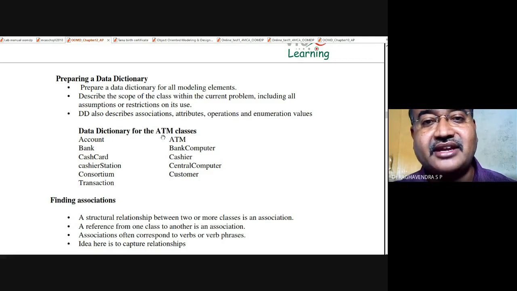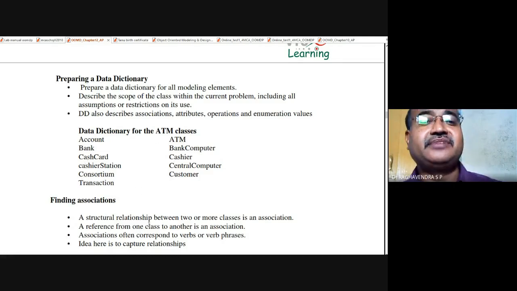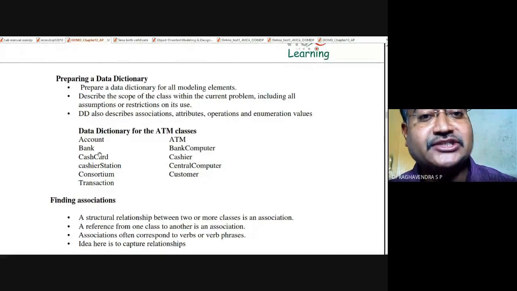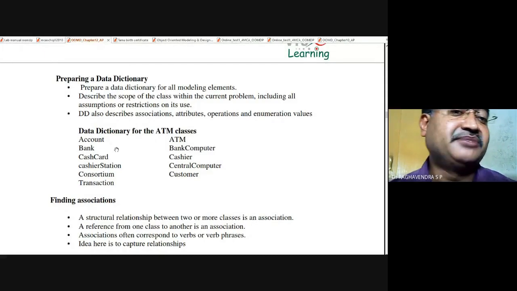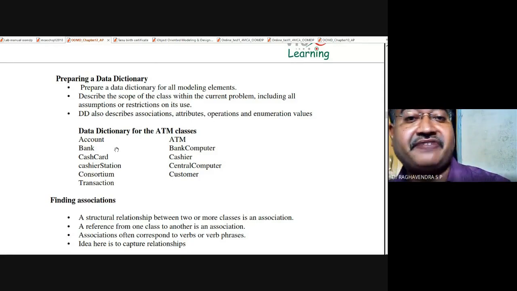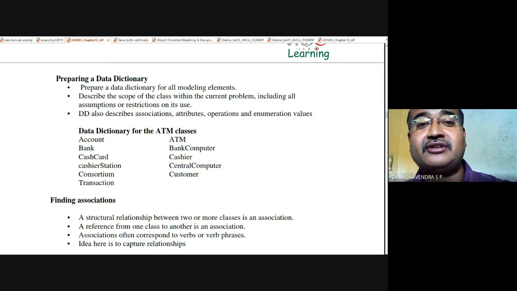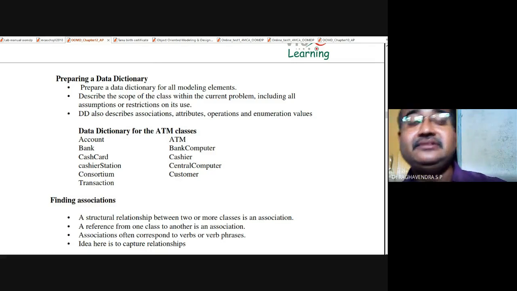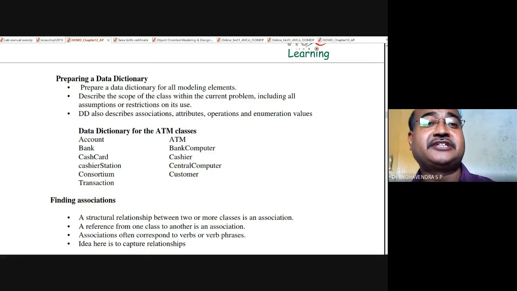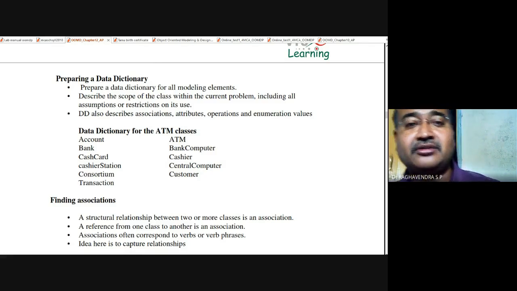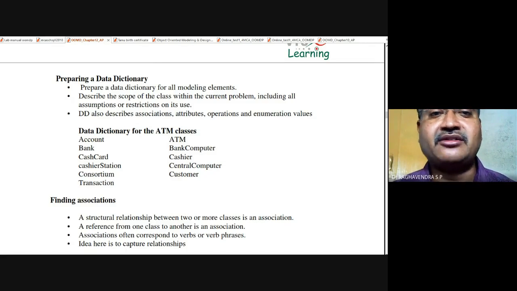Yes, the data dictionary for the ATM classes. Now, if you consider the same, that is the ATM case study, these are some of the data dictionary concepts. We have to clearly define what is going to be an account. The account is nothing but the transaction details of a given customer: type of account, the amount, the balance amount, on which date the account has been opened, the account ID. Next, in which bank the account has been opened, IFSC code, like that.